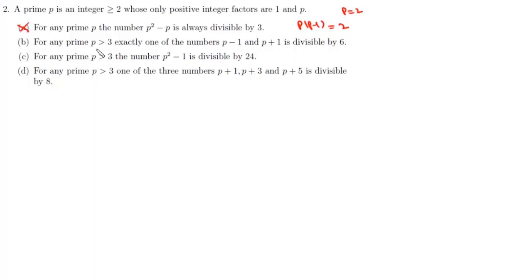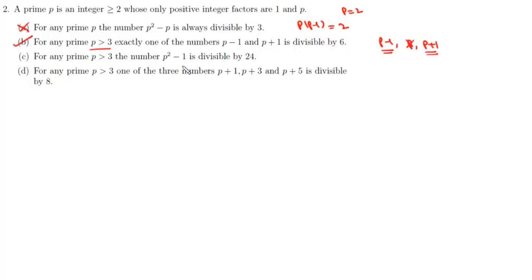Now it says for any prime p greater than 3, exactly one of p minus 1 or p plus 1 is divisible by 6. Now if we look at three consecutive numbers, p minus 1, p and p plus 1, exactly one of them will be divisible by 3. Now since p is prime, it cannot be divisible by 3. Now p minus 1 is even, and p plus 1 is even since p is an odd prime. So out of these two, exactly one of them is divisible by 3 and both of them are divisible by 2. So exactly one of them is divisible by 6. So this option B is correct.